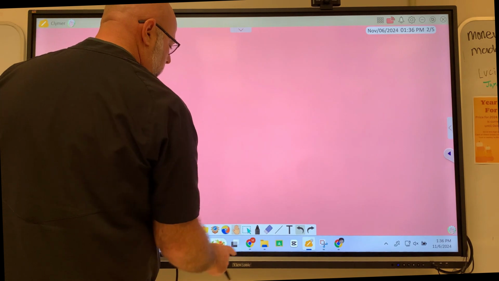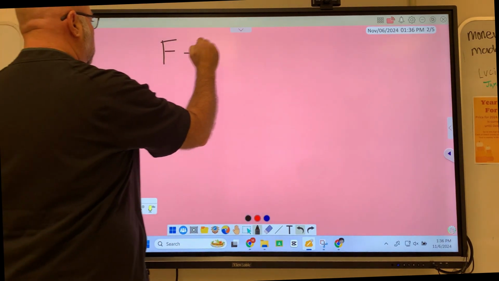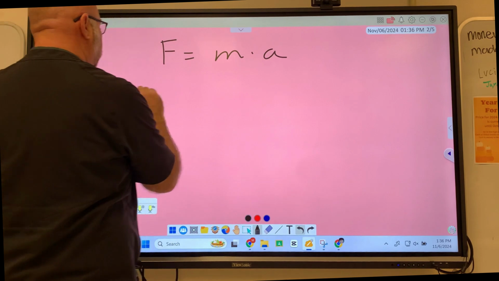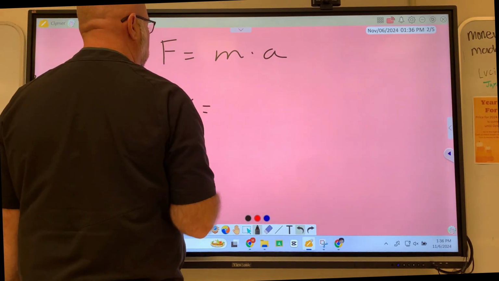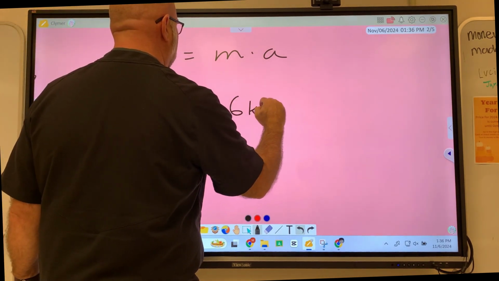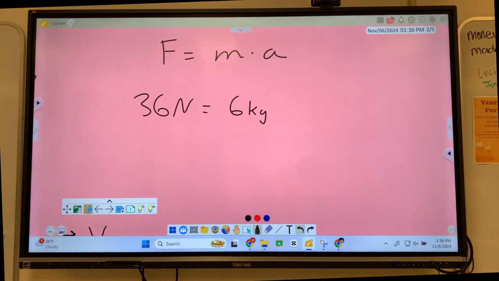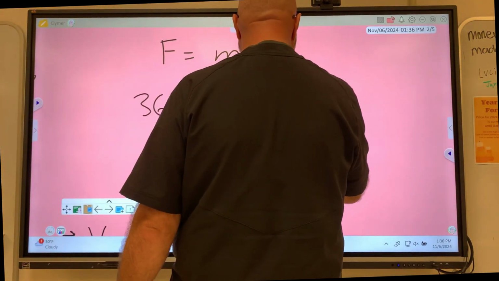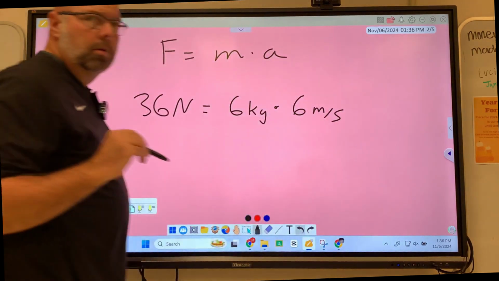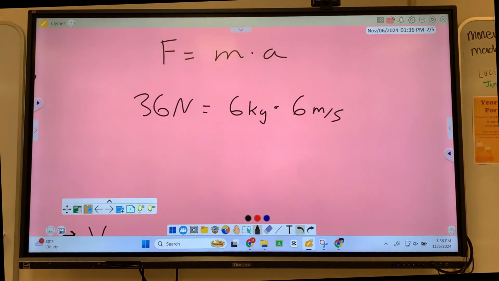So if you have some amount of force, let's just say you have a force of 36 newtons, and you have a mass of 6 kilograms. Based on this equation, just some quick and simple math, what will the acceleration be on this mass? 6, right? I'm not a math whiz, but I can do 6 times 6 equals 36.